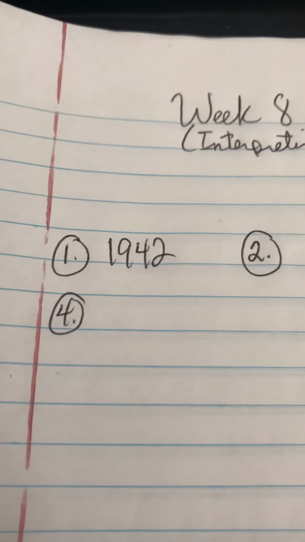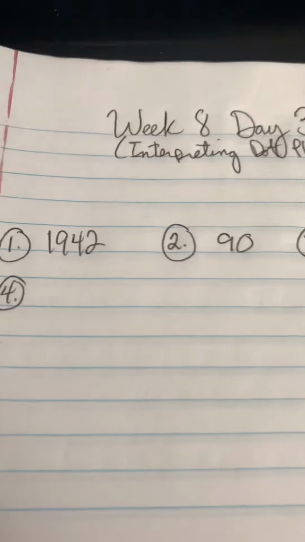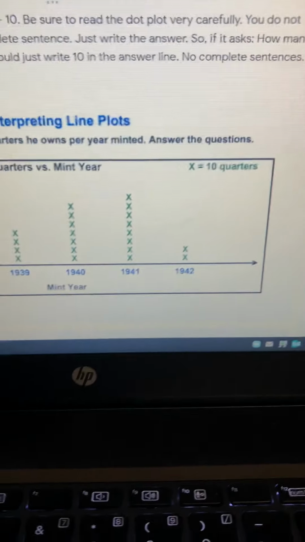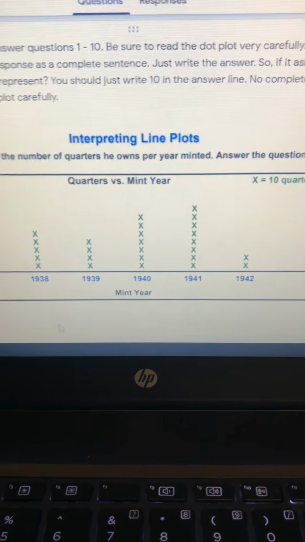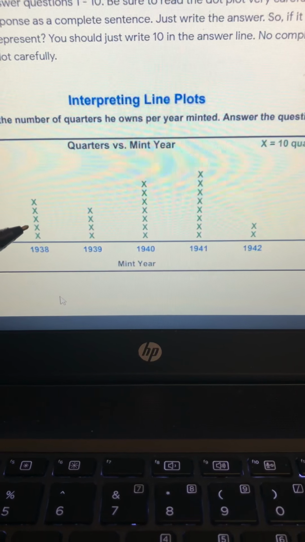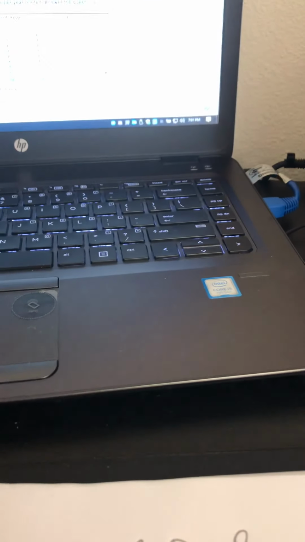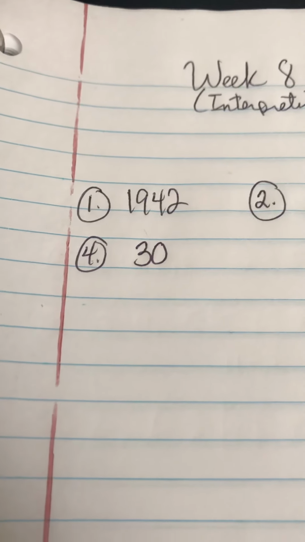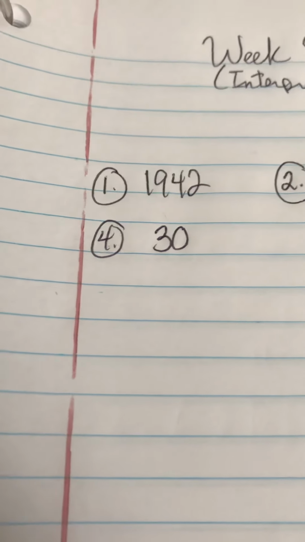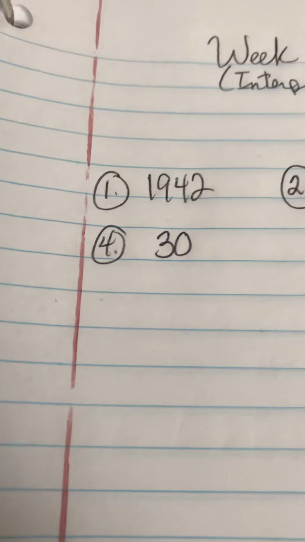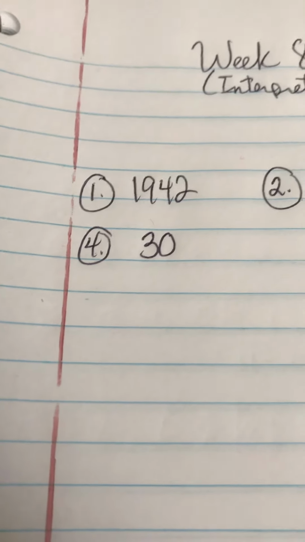Difference in quantity between Johnny's 1942 quarters and his 1938 quarters. So let's see, 1942 and 1938. If we count them, 10, 20, 30, 40, 50, 10, 20. So 50 and 20, the difference between those two numbers is 30. The absolute difference is 30. It's pretty simple. Just interpret the graph. Nothing fancy, nothing out of the ordinary.